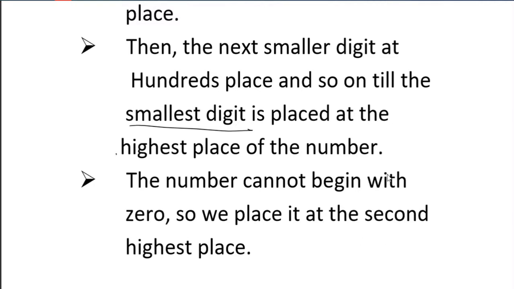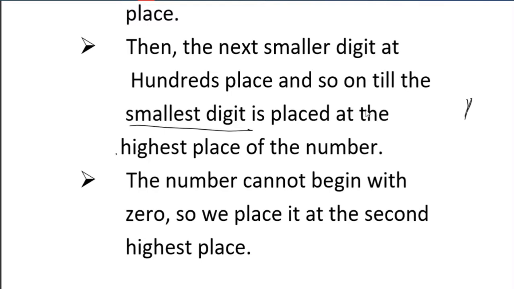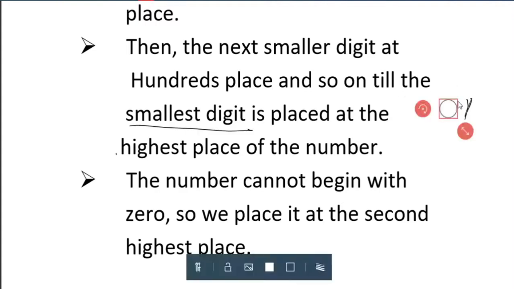The number cannot begin with 0. So while writing the smallest number, the number cannot begin with 0. Why? If it starts with 0, that means the 0 is not valuable. For example, if a simple number is there, before 1 if you place 0, what does it mean? It means only 1. If you place 0 before a 1, it's simply 1 only.